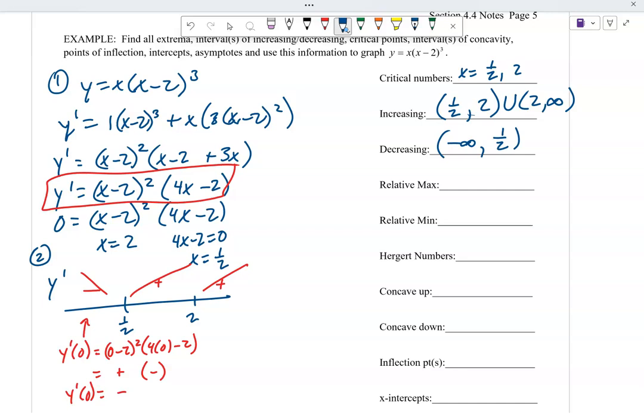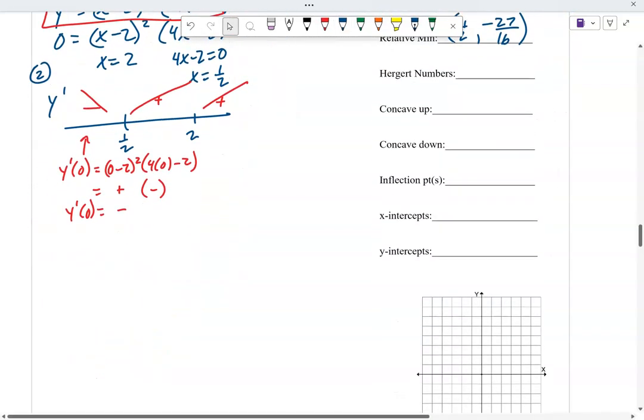We have no relative maximum. We do have a relative minimum. We go down and then back up, so that would be at a half. I throw a half into the original function, so a half times (a half minus 2) quantity cubed. That will give us negative 27/16. And now we're ready to do the second derivative test and find our potential inflection numbers.